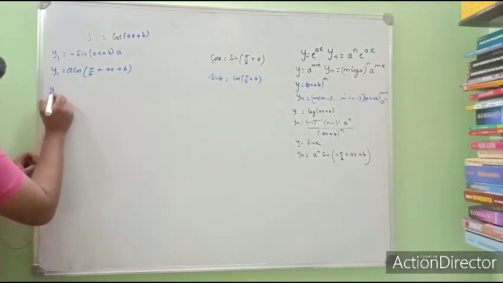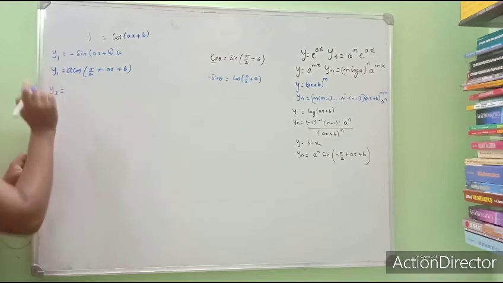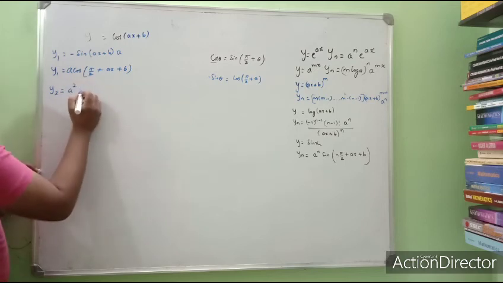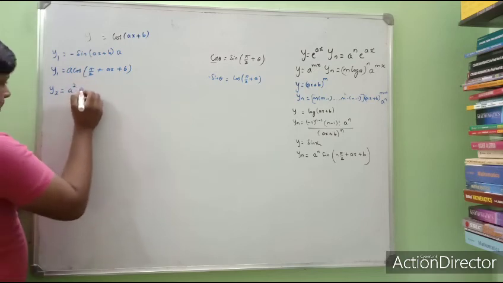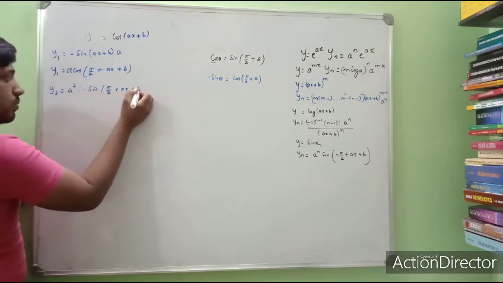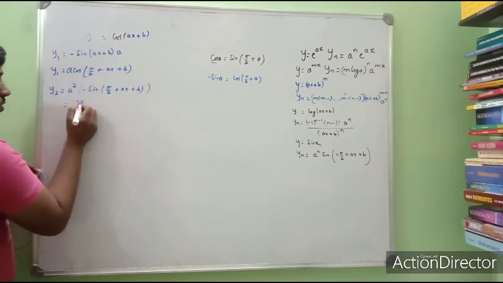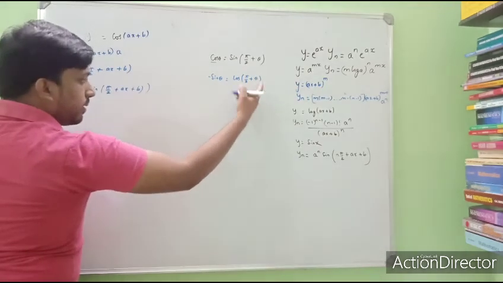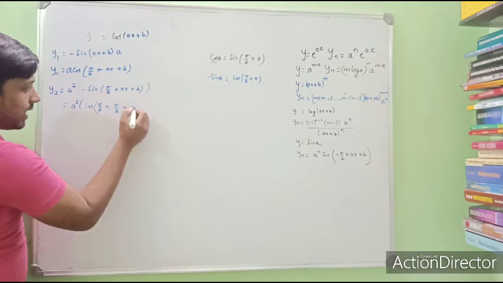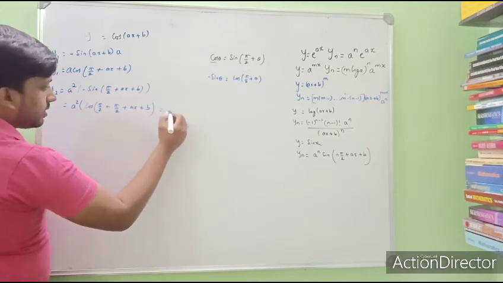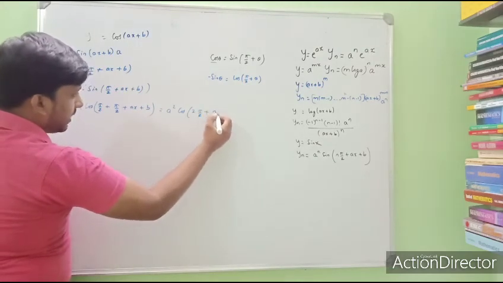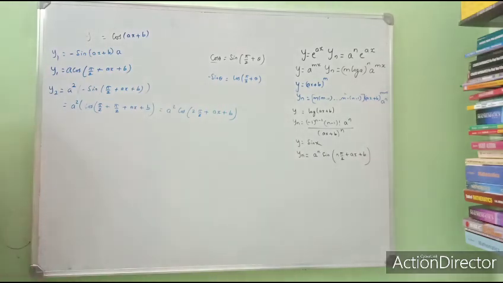Next I differentiate this with respect to x. Again we get another a, and for cos it is minus sine of pi by 2 plus ax plus b. So here a square into, for minus sine theta I have cos of pi by 2 plus theta, so cos of pi by 2 plus pi by 2 plus ax plus b. So a square into cos of 2 pi by 2 plus ax plus b. I hope you are understanding.